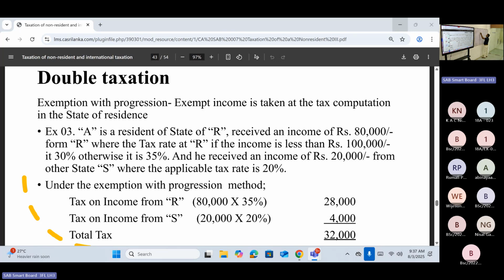Country S, he receives 20,000. His total income is 100,000. Therefore, when we determine his tax rate, his total income is not less than 100,000, it is 100,000 or more, so the rate should be 35%. Therefore, he is liable for tax on 80,000 at 35%.